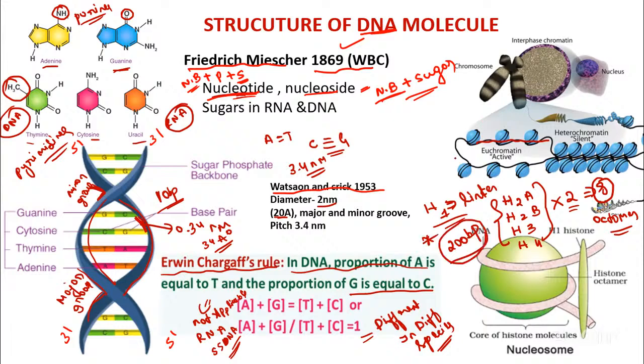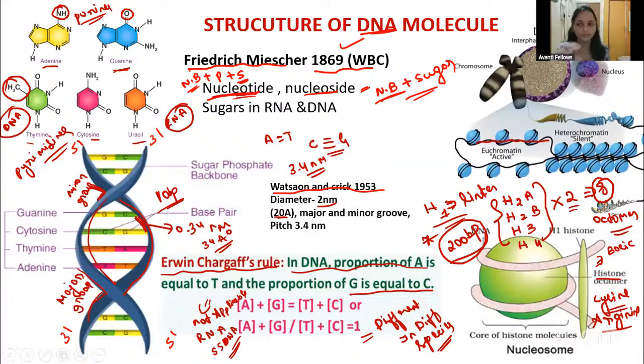And now coming to the chromatin, there will be 2 types of chromatin. Sorry, before going to that, histone protein. This histone protein is rich in basic amino acids. That basic amino acid is nothing but lysine and arginine. Lysine and arginine are there in the histone protein. Kindly remember that. Okay.